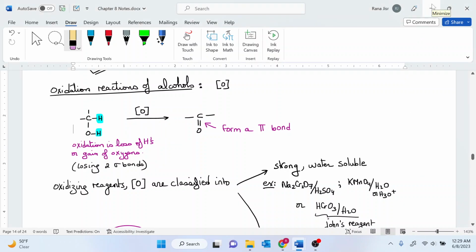Oxidation is a reaction that alcohols undergo, and alcohols change into carbonyls. In this type of reaction, I am simply losing hydrogens. By definition, oxidation is either losing hydrogens or gaining oxygens.